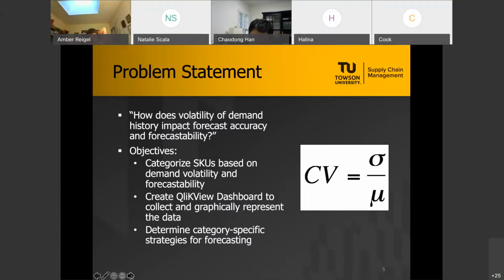So the objectives were to categorize the SKUs based on demand volatility and then their forecastability, create a QlikView dashboard, which is similar to Tableau, to collect and graphically represent the data, and determine category-specific strategies for forecasting. So after I'm able to categorize those SKUs, come up with different strategies for each one. Obviously, depending on the behavior of the SKU changes the approach that I have to take towards that SKU to generate a more accurate forecast. And then off to the right is just the calculation for coefficient of variation.